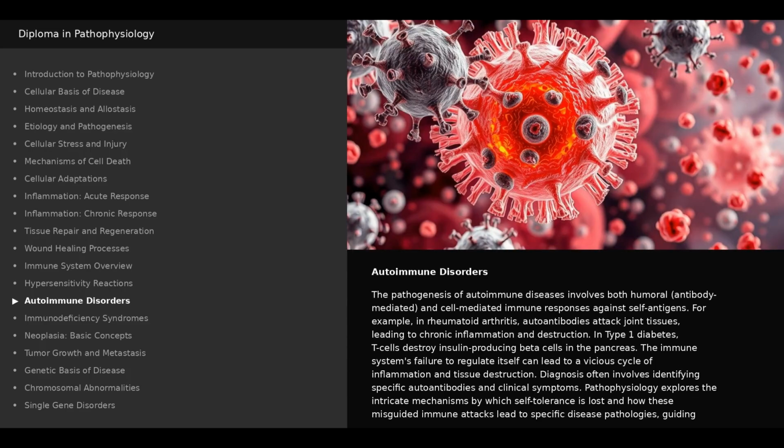The pathogenesis of autoimmune diseases involves both humoral, antibody-mediated, and cell-mediated immune responses against self-antigens. For example, in rheumatoid arthritis, autoantibodies attack joint tissues, leading to chronic inflammation and destruction. In type 1 diabetes, T-cells destroy insulin-producing beta cells in the pancreas. The immune system's failure to regulate itself can lead to a vicious cycle of inflammation and tissue destruction.